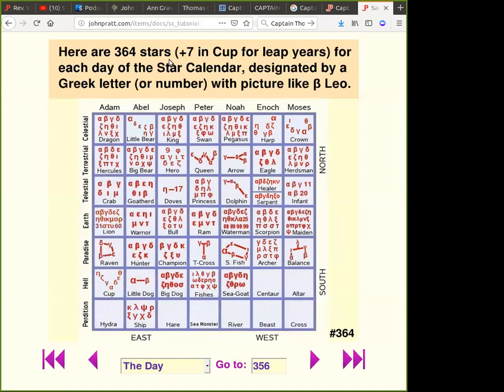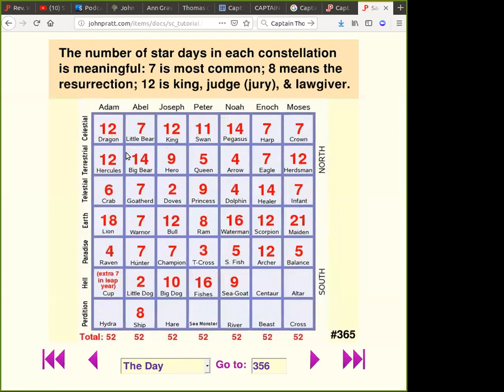Here are the 364 stars plus 7 extra in the cup for leap years for each day of the star calendar. They're designated by the Greek letters. So there you go. Now, the next slide. This is the one where I do the total. So all 3 of these slides are on the same criterion. And we're going to go a little over. We'll have a little less time for questions today, but we got to hit all of the criteria.